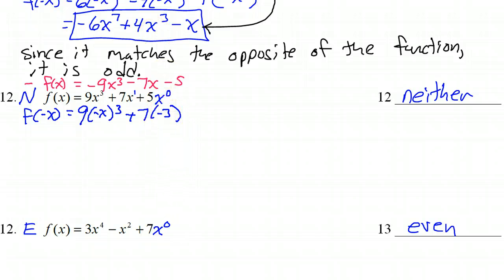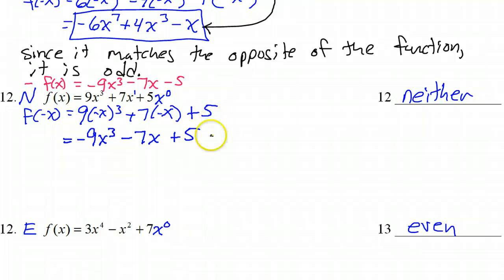Why did I put a negative 3? I'm really tired. I meant negative x, you guys. And then plus 5. Well, odd power, negative stays. So positive times negative is a negative. Negative stays. Positive times negative is a negative. Then I just have plus 5, which just stays plus 5. Okay, so this is what we end up with when we plug in negative x.